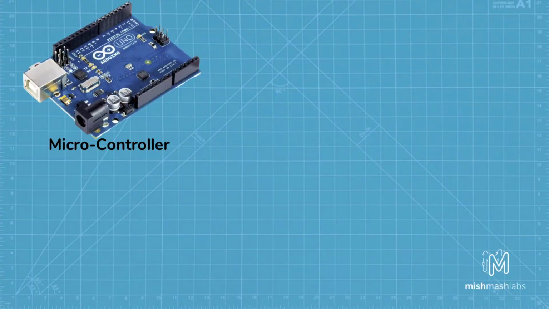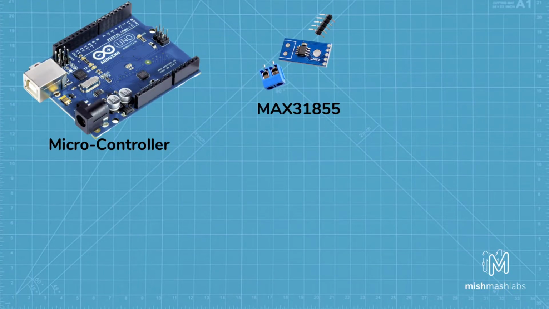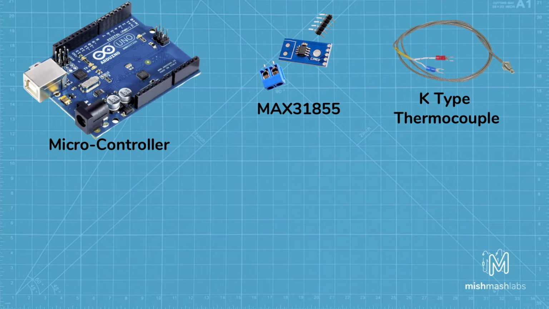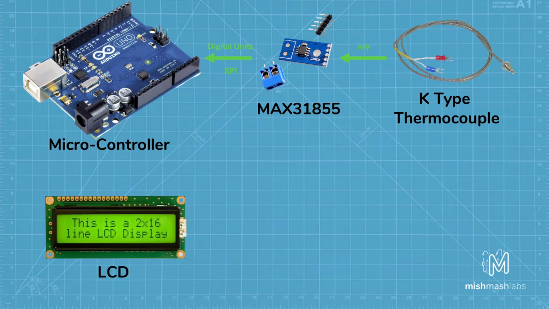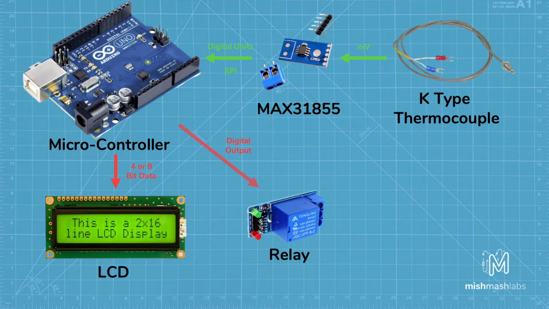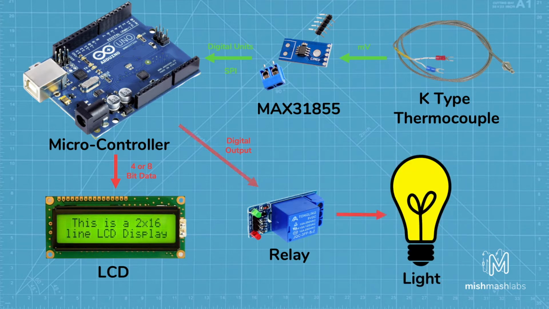We start with an Arduino. We've got a MAX31855 breakout board and a K-type thermocouple. The temperature is converted to millivolts in the thermocouple. From the breakout board, this is converted to digital units, which is read over SPI. The temperature is displayed on an LCD screen with 4-bit output, and then a relay is controlled using a digital output which switches the light on or off. Be careful because the light is 230 volts.